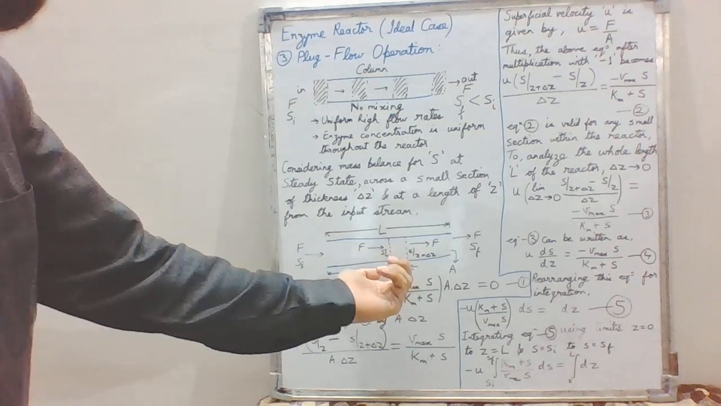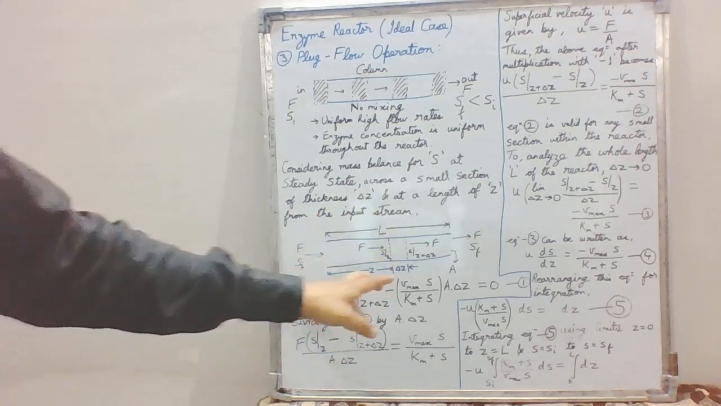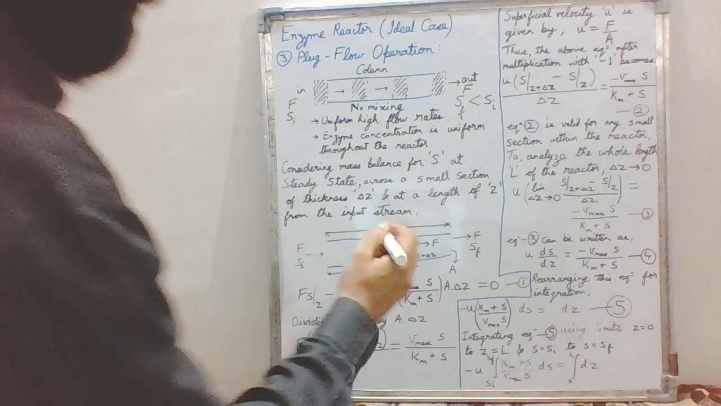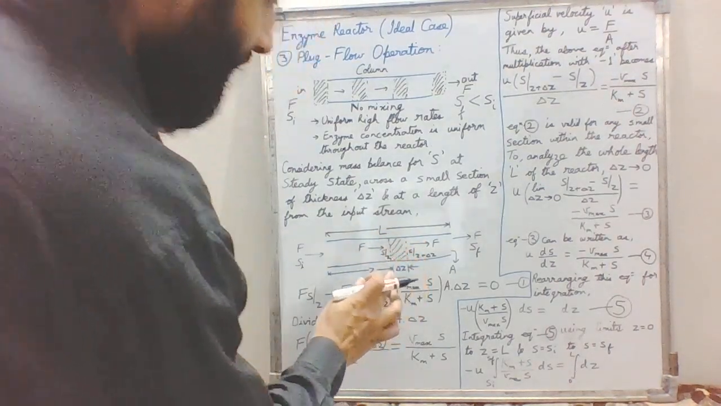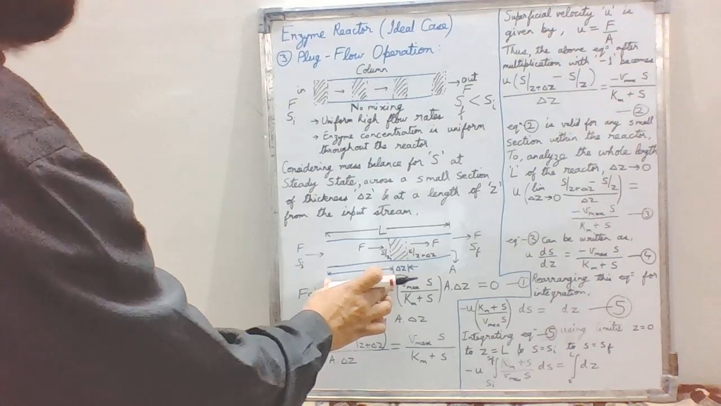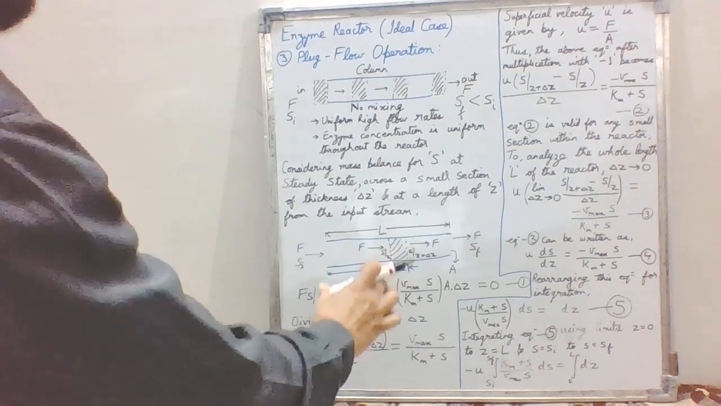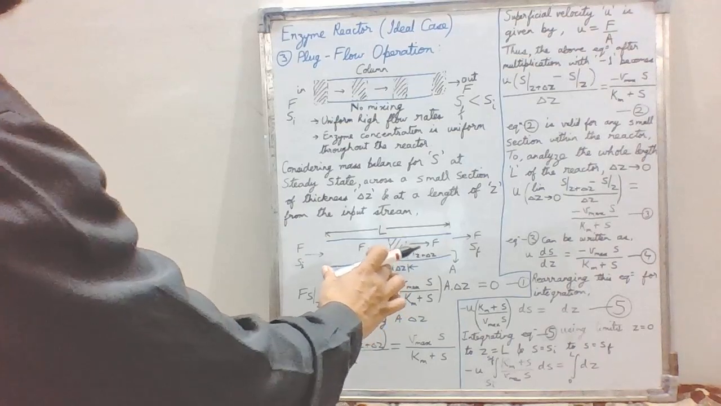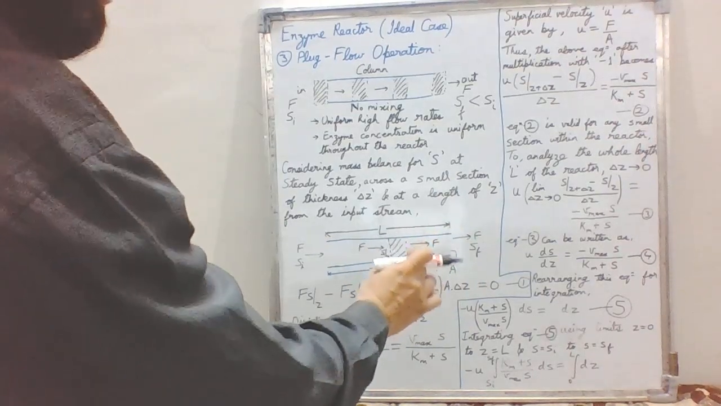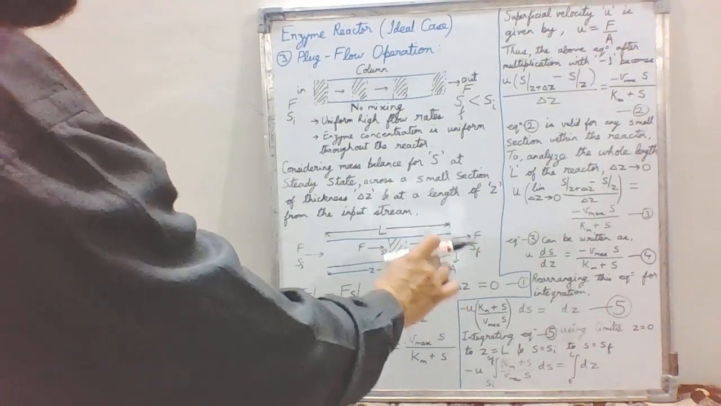So initially we assume a small section, and we consider mass balances for substrate across this small section of size delta Z. The substrate enters this small section at the point Z, that is, this section is at a length Z from the input side. We mark the substrate concentration at point Z, this vertical line depicting the position, and this is entering into this section. Z is this point and delta Z is the thickness of this section, so the substrate leaving would be the substrate concentration at Z plus delta Z.